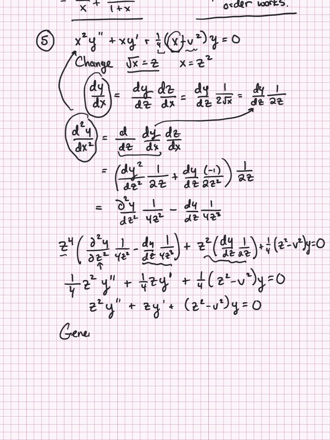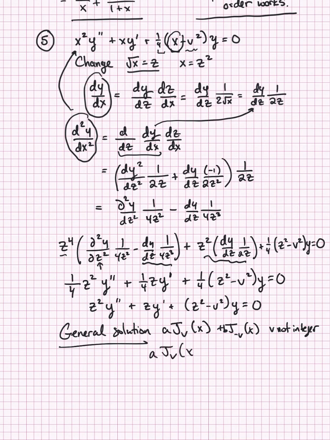So therefore we know the general solution is a J_v of x plus b J_{-v} of x, for v not an integer. Or if v is an integer, then we should have a J_v of x plus b Y_v of x. So that's the general solution for that Bessel equation. Okay, so that's it. I will conclude here.